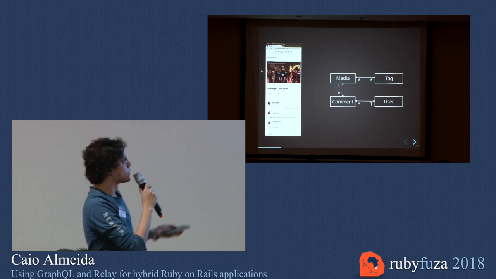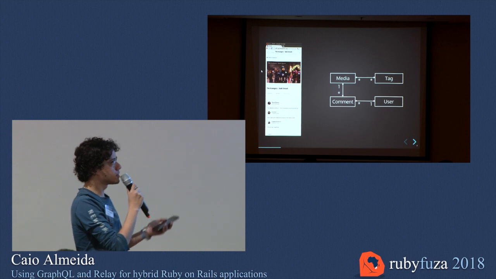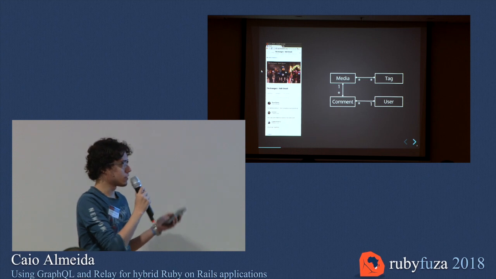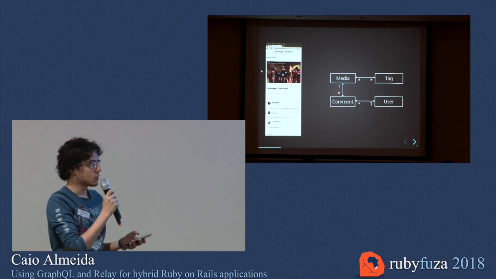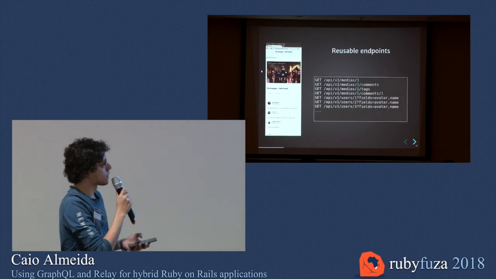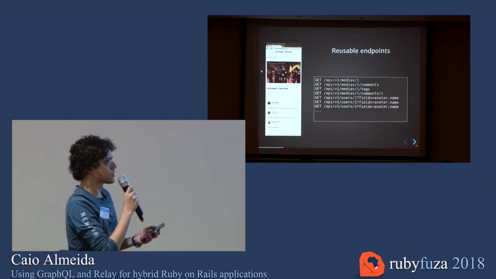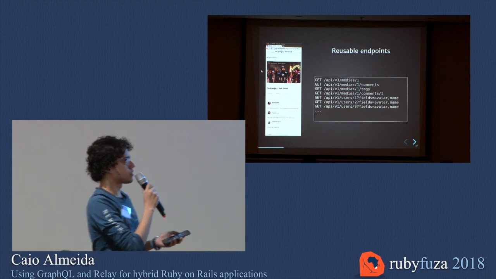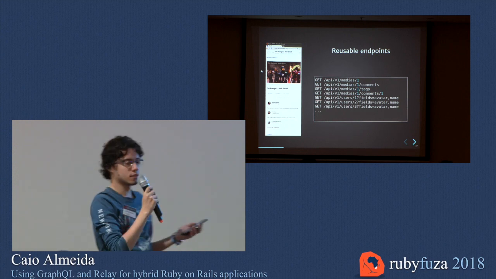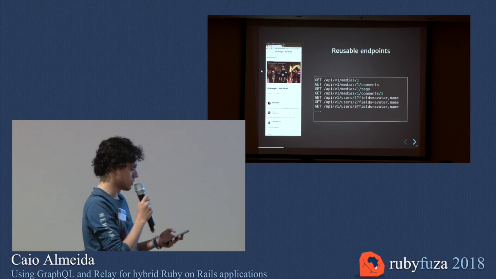But anyway, the small part of the data model that's being represented here contains a media. This media can contain many tags, and can have many comments by different users. So we have this small portion of the data model with 4 classes. On REST, how would we fulfill this UI? We could have different API endpoints to fetch all that data that we need. So we would need to make many different API calls in order to fetch all the data we need.